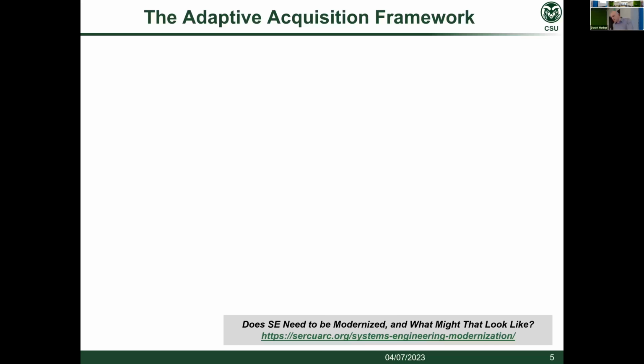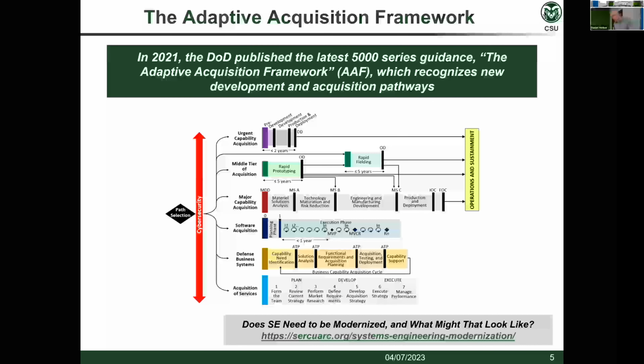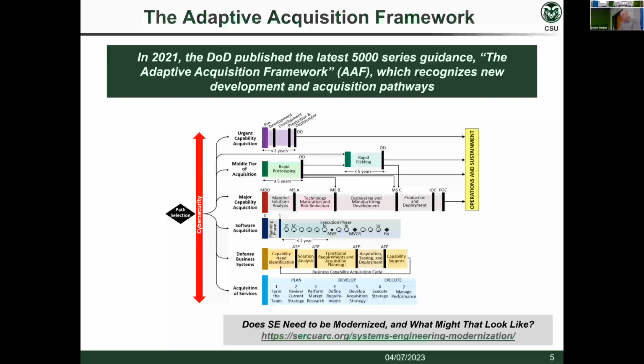As I mentioned, there's been a push and changes, especially in the DoD space, with the insight that solutions need to come more rapidly to meet today's needs. So in 2021, DoD published the latest 5000 series guidance, the Adaptive Acquisition Framework, which recognizes new development and acquisition pathways, in particular ones that are much faster and more rapid in their development timelines and scales. We see things now on the order of less than a year.